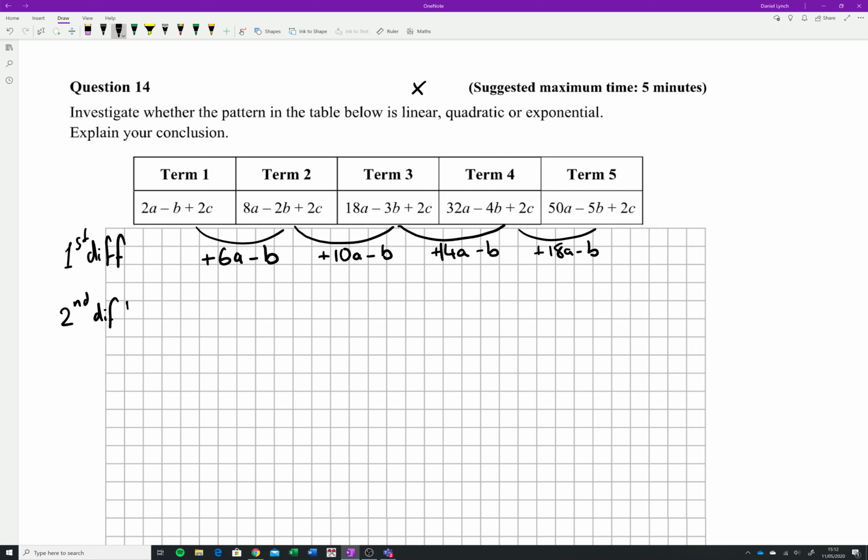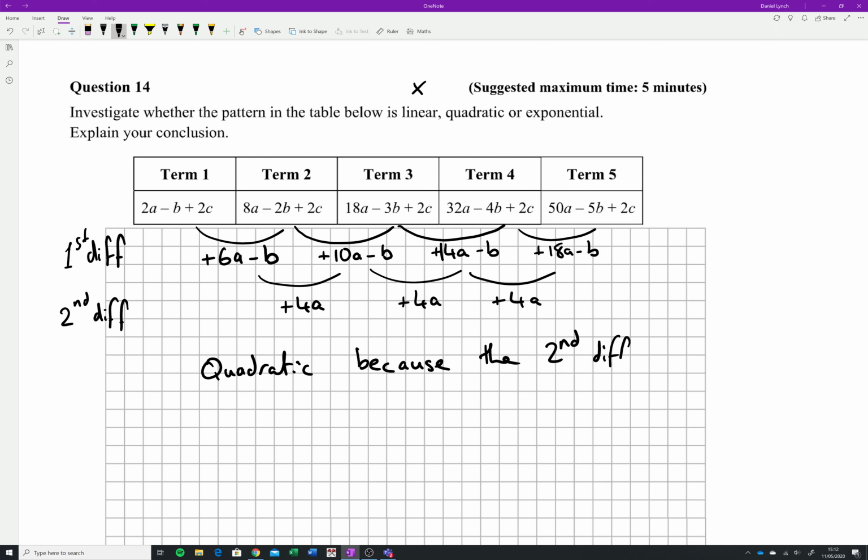Quadratic. Is the second difference the same? Well, what do I add on to go from there to there? I add on 4a's. To go from there to there, what do I add on? I add on 4a's. And from there, 4a's. Yeah, absolutely. So what would I write here? I would say this is quadratic, because the question did ask you to explain, because the second difference is the same.